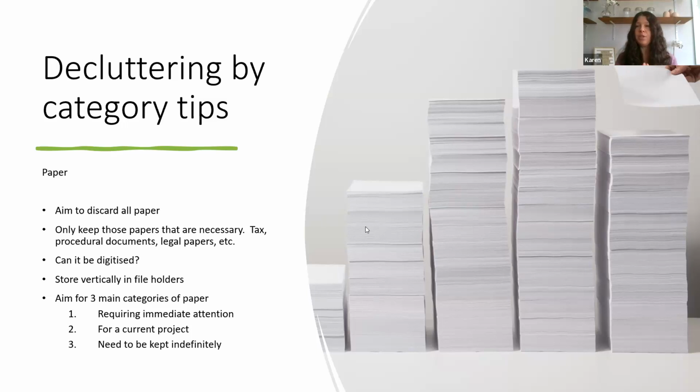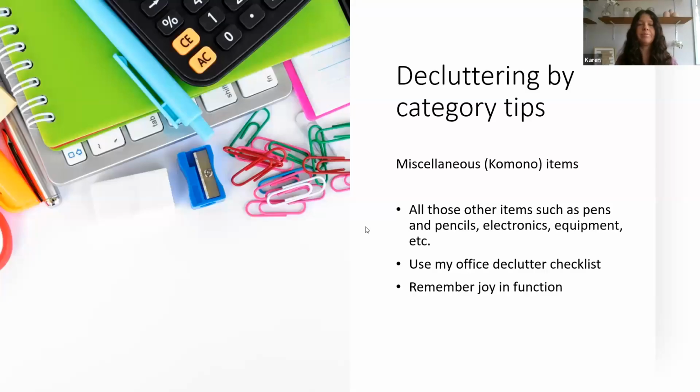Not only does it take up a lot less space, but it's easier to see what you've got rather than sitting flat in an inbox, as an example. And aim for 3 main overarching categories of paper. There's the things that require immediate attention, your inbox, as it were. Then there's the items that you need for a current project that you're working on. And then, of course, those items that you need to keep indefinitely.